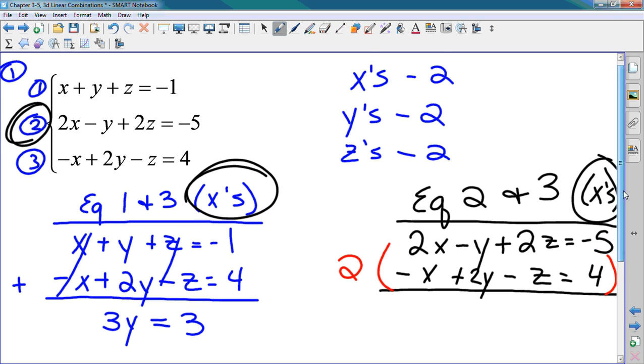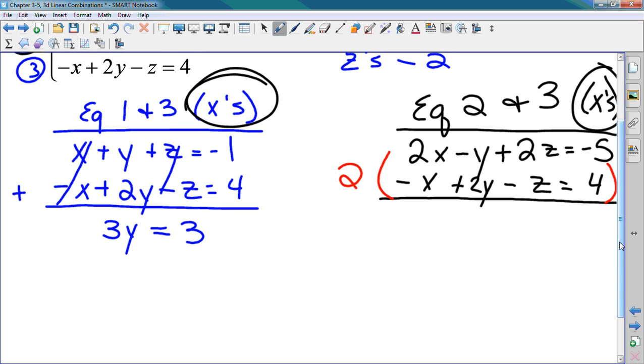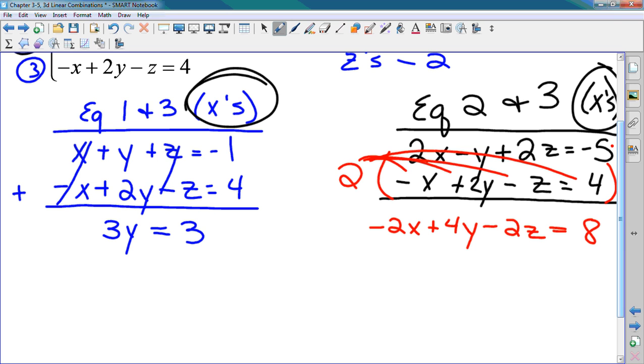Now when I find the new equation so that I can eliminate, I'm going to go ahead and distribute this. I get negative 2x plus 4y minus 2z. Make sure you distinguish between your 2's and your z's. It gets confusing if you don't. That's why I always put a line through my z's, so you don't think it's a 2, especially if you make your 2's like that. So put a line through your z's. Equals 2 times 4 is 8.